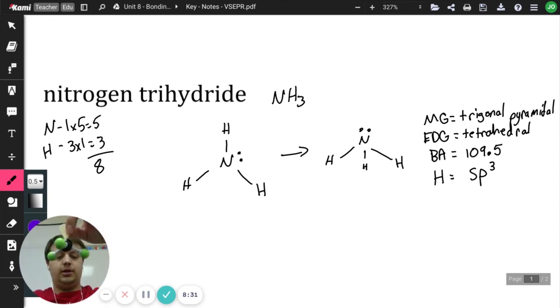Looks like a little pyramid. And then we find our bond angles to be the same as what we had with tetrahedral, so 109.5. And then last thing is the hybridization, which remember the hybridization is how many things are attached. So we have 1, 2, 3, 4. So we take our hand, S, P, P, P, okay, which would be SP3.